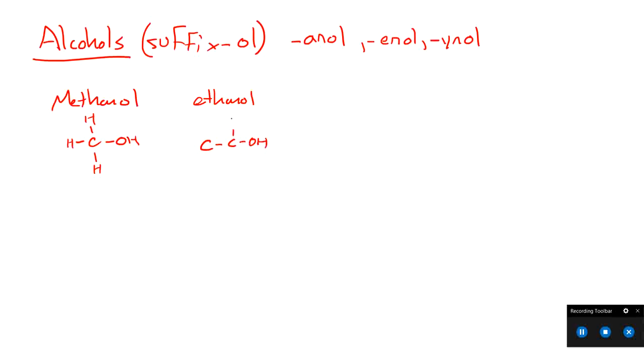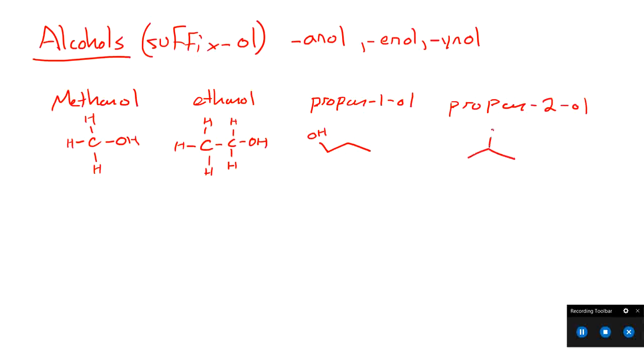Once you start getting to larger groups, again, you'll have to start labeling where the alcohol is located. For example, we can have propan-1-ol, in which case we have our 3 carbons, so propane, and the alcohol is on carbon 1. Or we can have propan-2-ol, in which case we have our 3 carbons and the alcohol is on carbon 2.